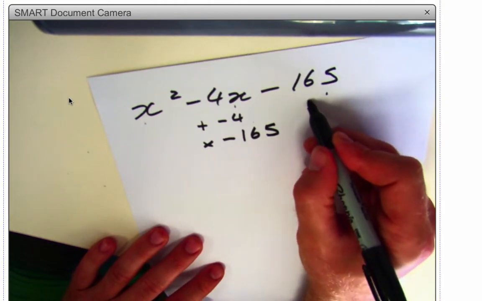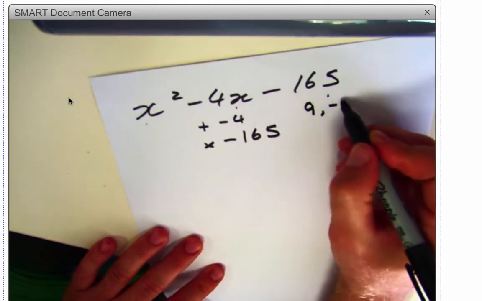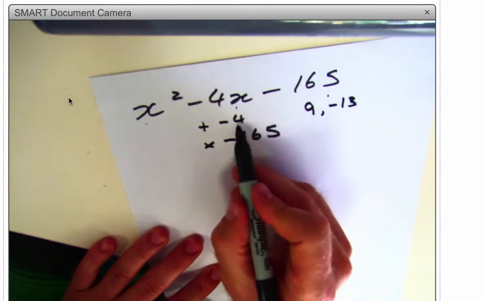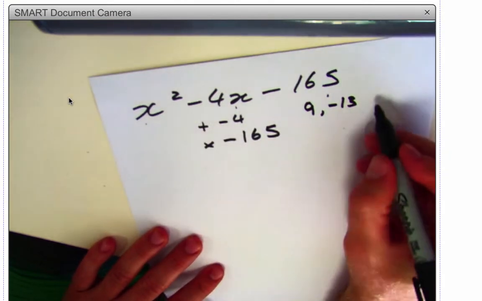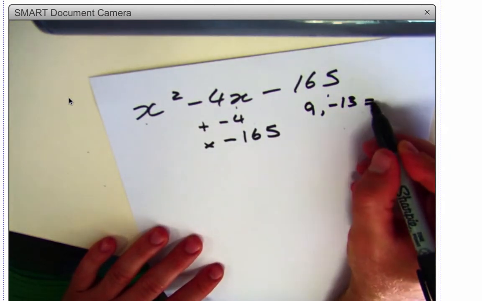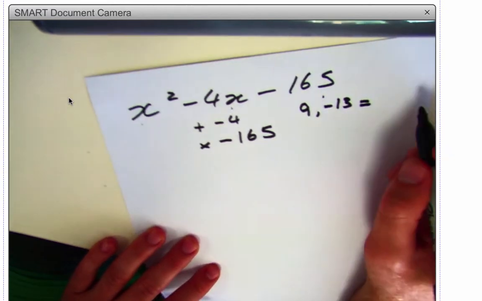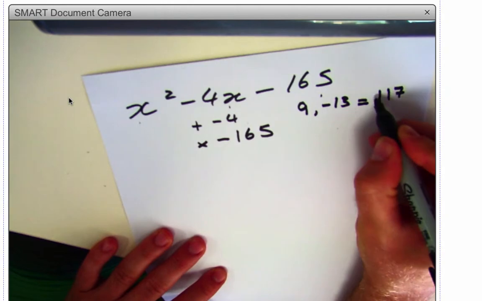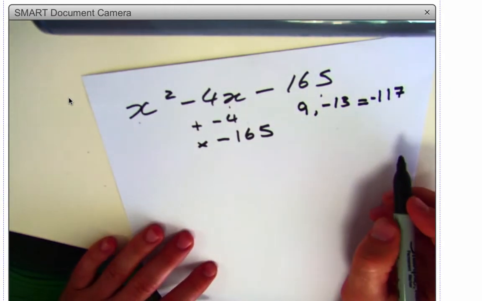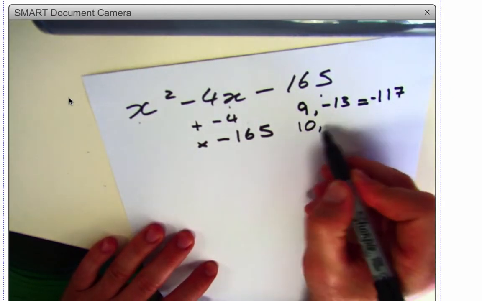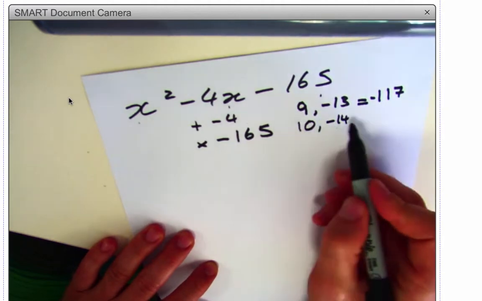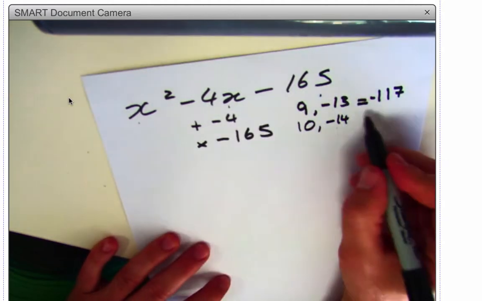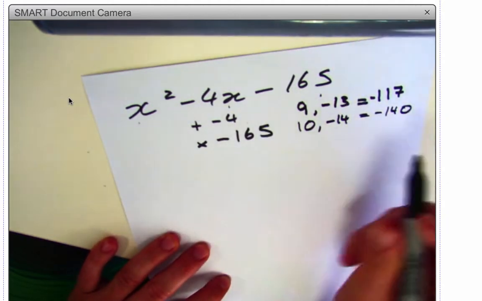So I'm going to start with, say, 9 and -13. The negative is bigger because it's going to be a negative result. So when we times those 2 numbers together, we get 9 times 13, 90 plus 27 is 117, negative of course. Okay, not big enough. So we can just go 10, -14, make each one 1 bigger so that they will still add to that. That's -140, not big enough.